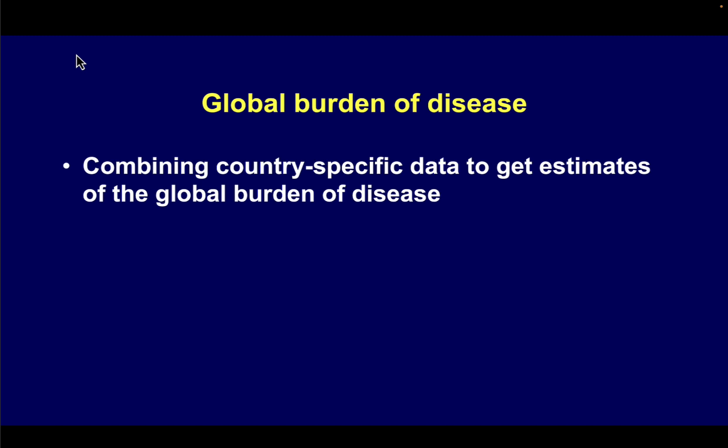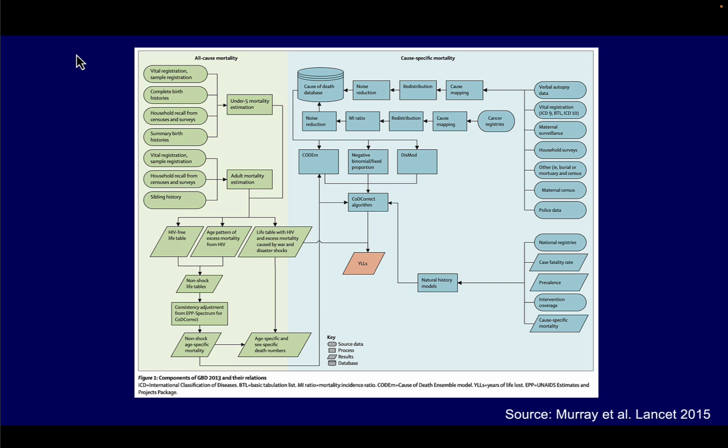So we'll end with a few slides on the Global Burden of Disease study and just a very high-level overview of how different country-specific data sources are combined to produce estimates of the country-specific burden of disease and ultimately the global burden of disease estimates. This slide shows the mapping processes around the components of the processes for estimating all-cause mortality on the left side of the diagram and those for estimating cause-specific mortality on the right. It's very complicated, and there are even more details in this paper published by Chris Murray and colleagues in The Lancet. But you already have a sense of how all-cause mortality data are generated.